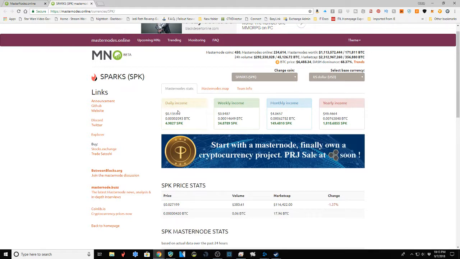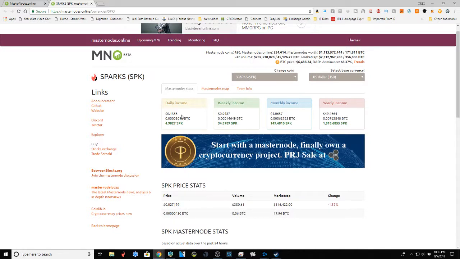This is about how much you should expect to gain per day for maintaining a Masternode. About 13 cents US dollars, or almost 5 Spark. So you get 5 Spark and you maintain those coins. You get these coins for maintaining your Masternode, and this is your payout.